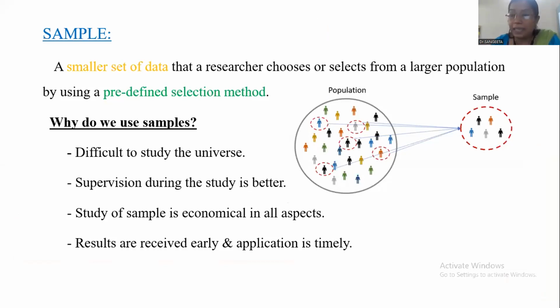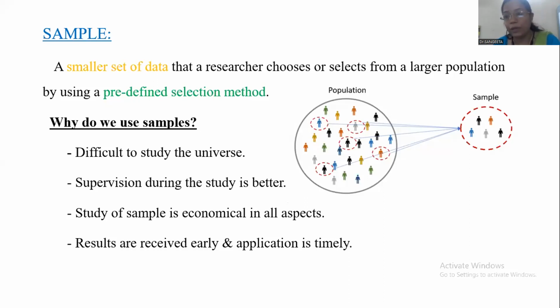So we need a sample because doing a study on the universe, that is the entire population, is a very, very tedious job. When a census is conducted, there is so much background data and so much manpower and resources that go into it, right? Supervision of study subjects in a very large population, or the whole population, is very difficult. And obviously, money. It's very expensive to do a study on the whole population.